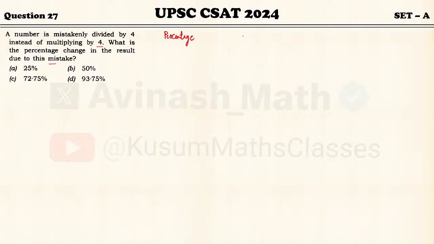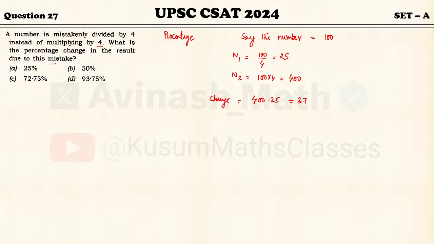Right? Say the number is actually 100. So N1 is what? N1 is 100 divided by 4, which is actually 25, and N2 is 100 multiplied by 4, which is nothing but 400. So by what percentage change? The change is nothing but 400 minus 25, which is 375.